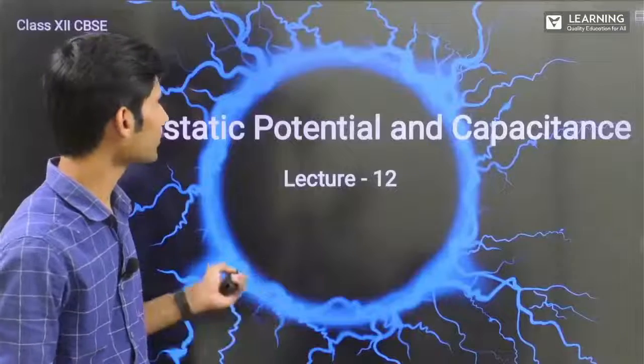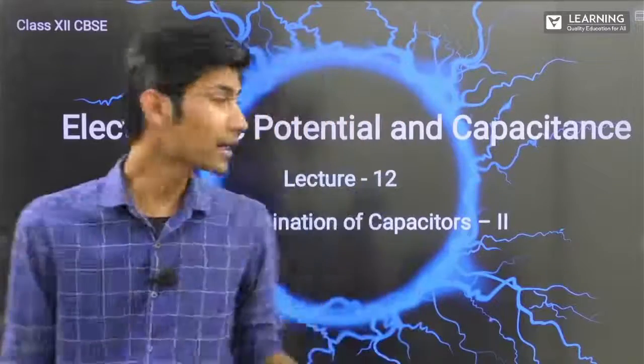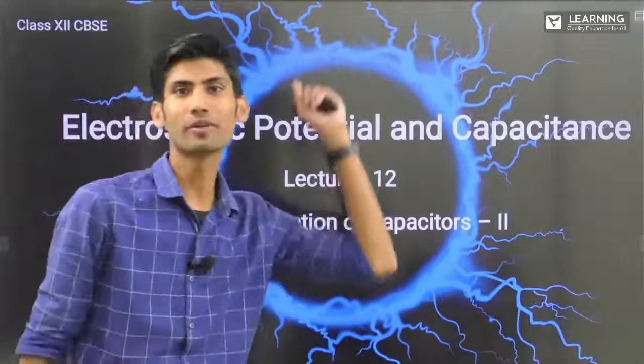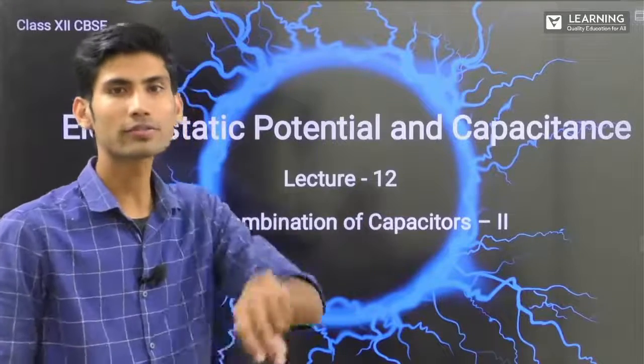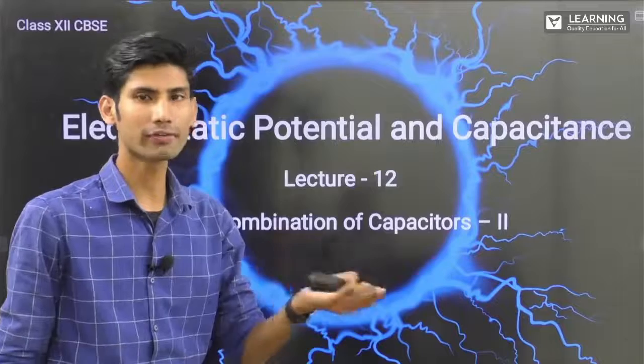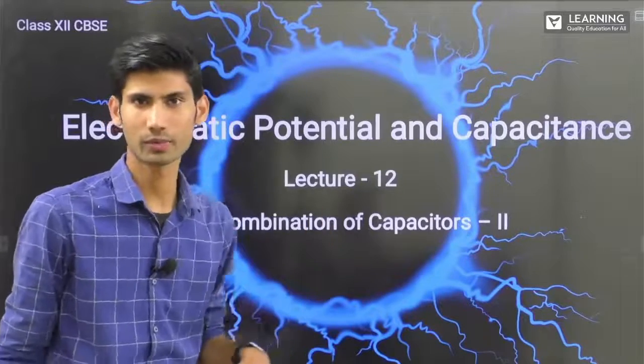We were doing electrostatic potential and capacitance, and this is lecture number 12, where we'll be seeing combination of capacitance, part 2. Last time we had seen combination of capacitance part 1, where we saw series, parallel, and the mix of series and parallel, right? Along with that, we did some questions based on that. Here we'll be seeing more types of combinations, okay?